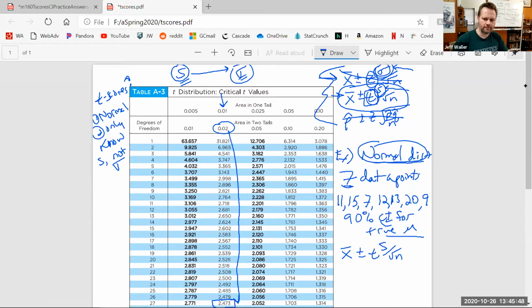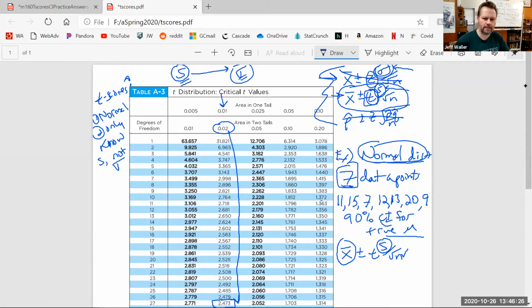Do I have N? Yes. Do I have S? So I know N, check. Do I know S? I don't know what it is. All I know is that I have 7 data points. That's N. And I know what the data points are. Do I know S? Do I know X bar? Not yet. What are you going to do to figure those out? How can you figure those out?